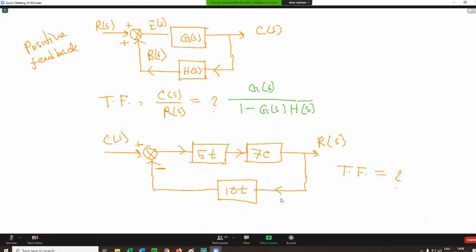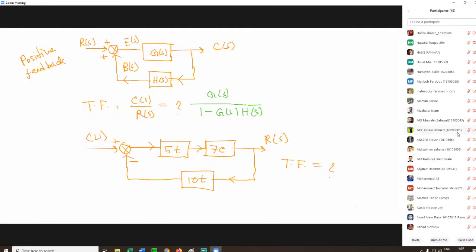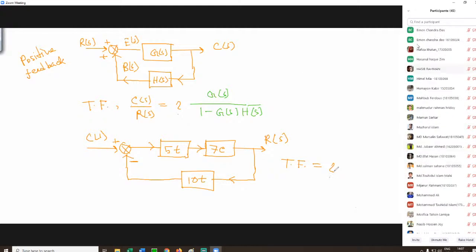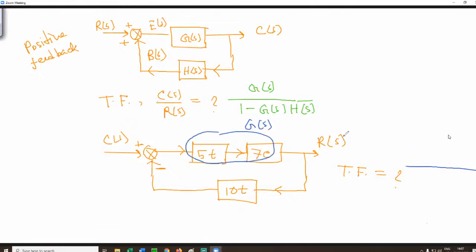Sir, will it be like this: 35 CT by 1 plus 350 CT squared? What did you say? 35 CT by 1 plus 350 CT squared. Right. So you were right. So it should be this actually, yes. 35 CT by 1 plus 350 CT squared. That is the result. Okay, so we're going to finish now.